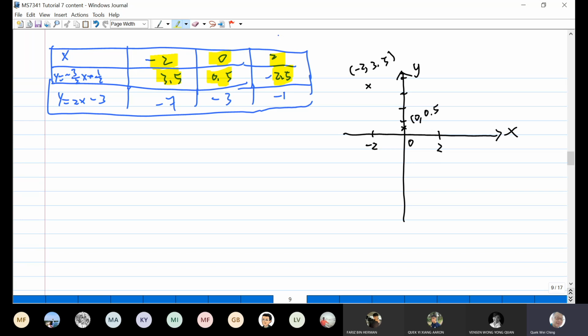2 and minus 2.5. So this one is 2 and minus 2.5. Minus 1, minus 2, minus 3, minus 4, minus 5, minus 6, minus 7. So minus 2.5 is somewhere here. Be careful when you do this, because then you can check whether you got the correct point. So minus 2.5 is actually down here.